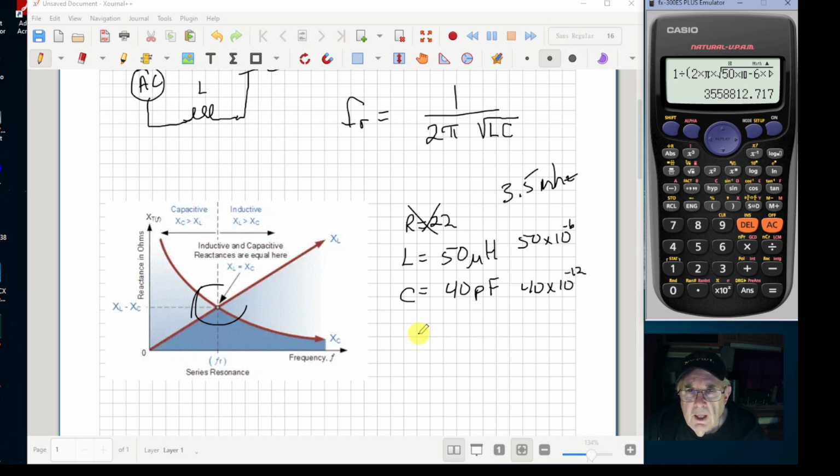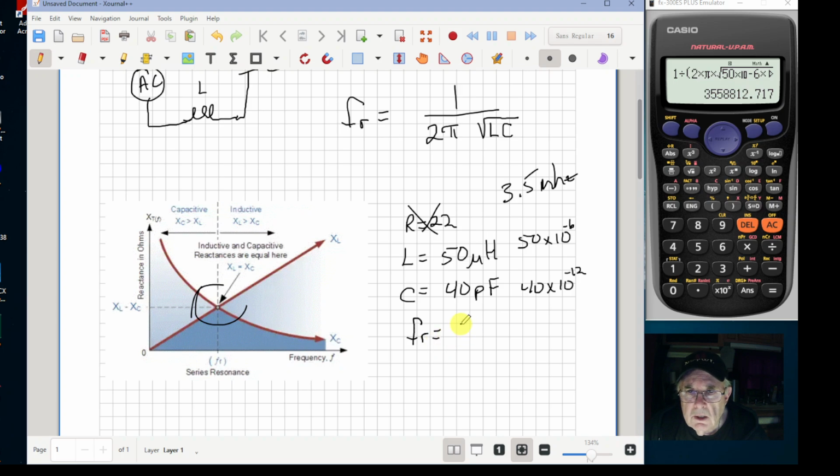So we see then that our resonant frequency is 3558812. Let's not worry about the 0.7, whatever it is. So this is 3.5 or 3.6, whatever you want to round that off to. Let's just do 3.56 megahertz. So if I had an inductor and a capacitor at this, then this would resonate at a frequency that's right smack there on the 80 meter band.